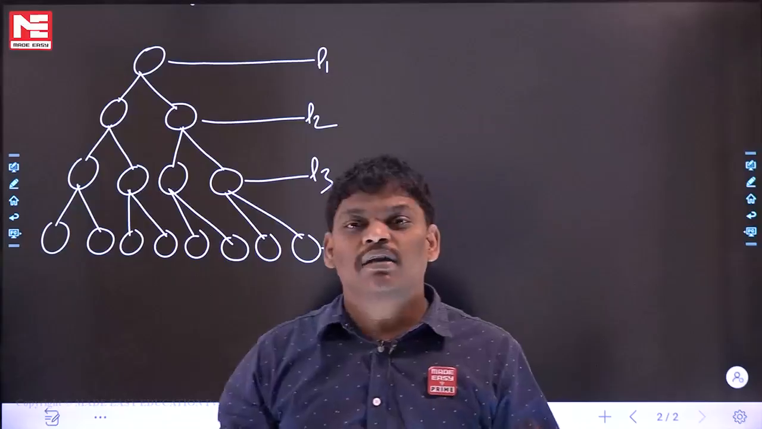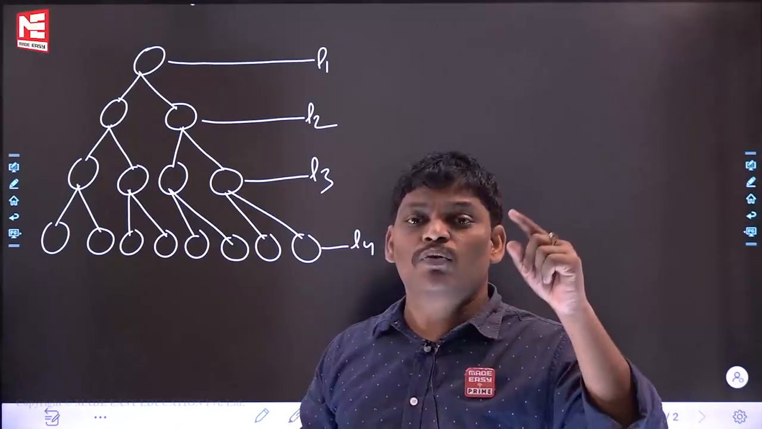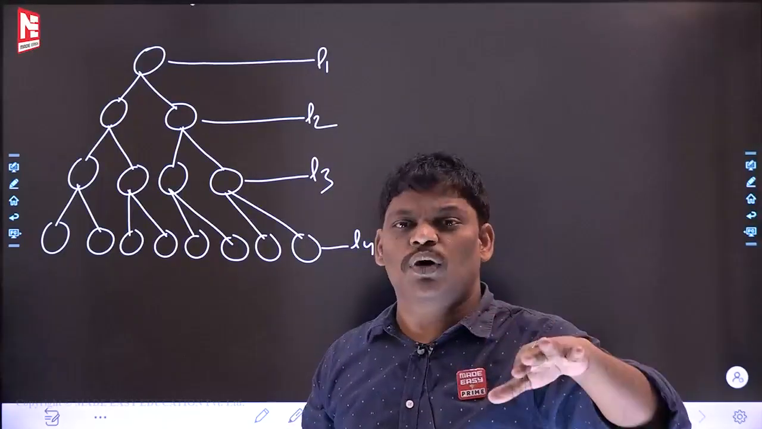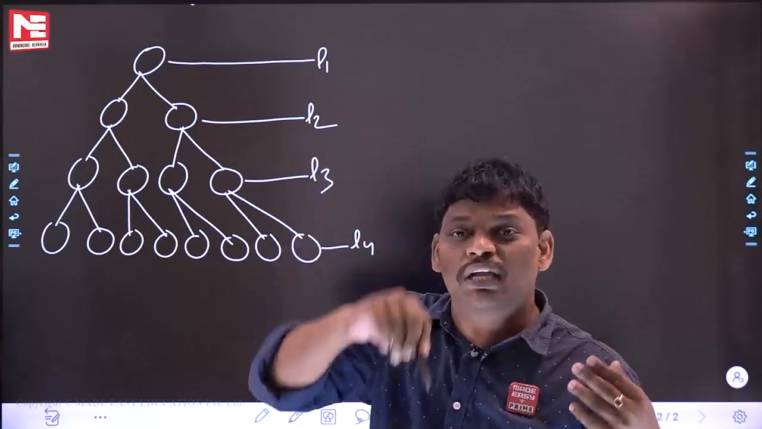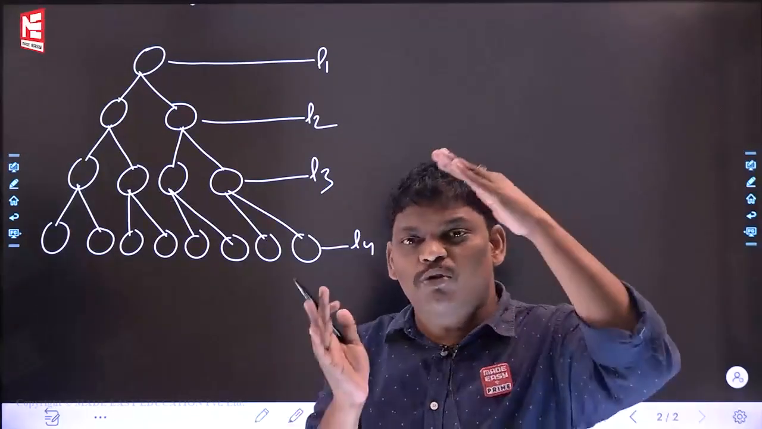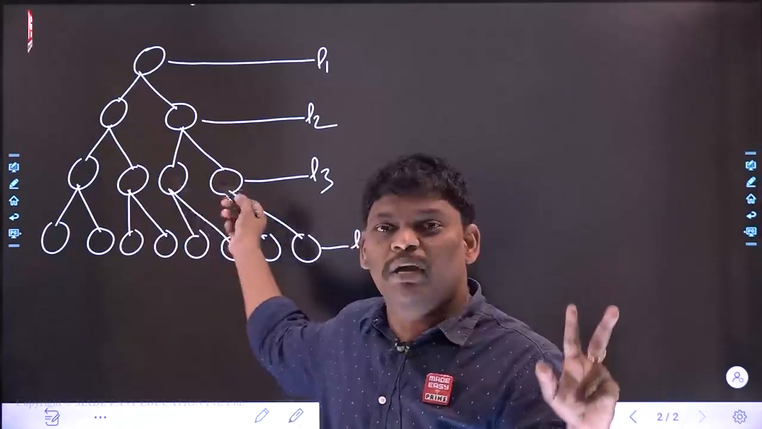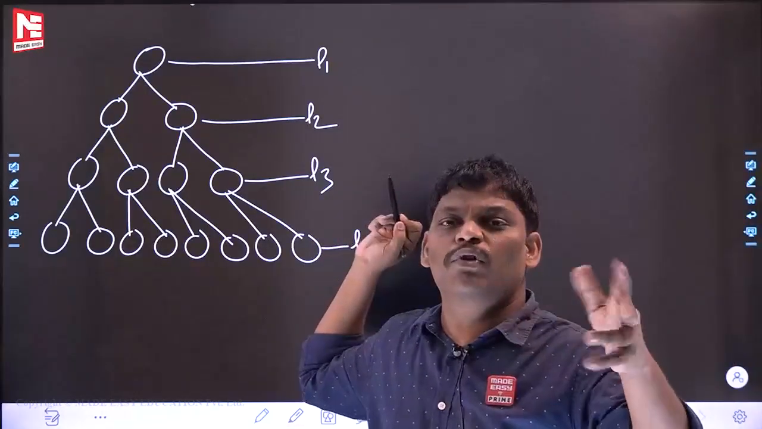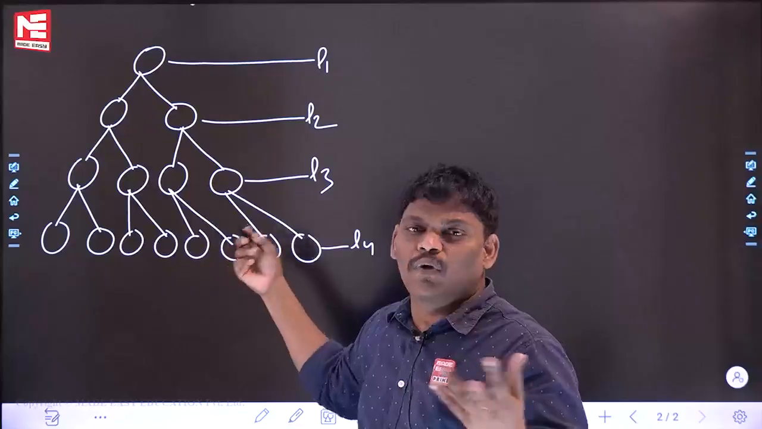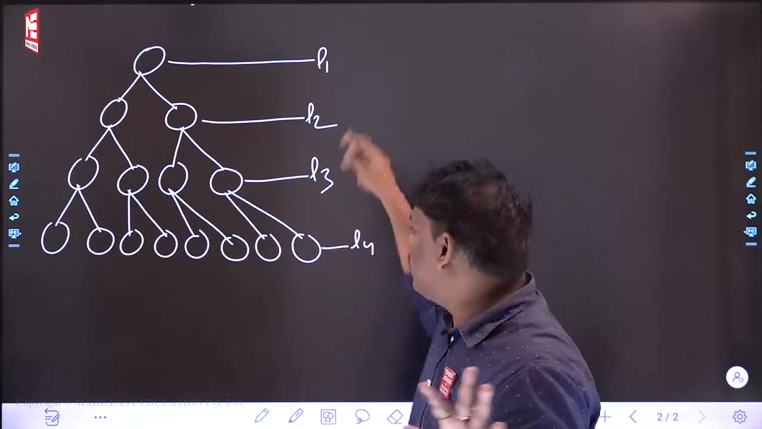Some students are saying, how can you say the root is level 1? Why don't you take root as level 0? You can take the root as level 0, the next one level 1 and so on. Then the levels become 0 to 3, which is again 4. It doesn't matter from which number you start. Finally, how many levels are there? In this complete binary tree, 4 levels are there. Whether you take 0 to 3 or 1 to 4 is up to you.